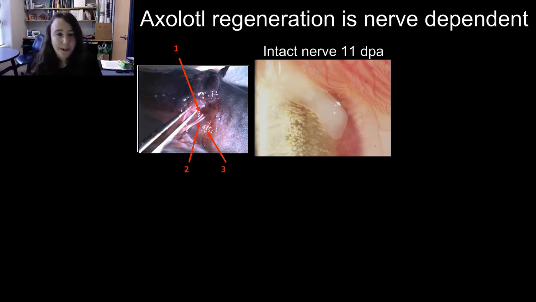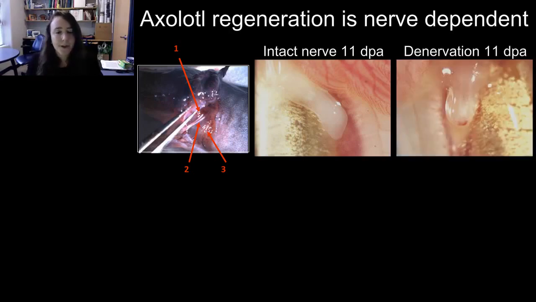But if we denervate a limb at the day of amputation, if we cut those nerves at the brachial plexus, what we see is a limb that has completely failed to proliferate or form a blastema. The wound heals over just fine, but nothing happens after that. And in fact, you'll see some blood at the tip of that limb, indicating that there's something going on under the surface that maybe isn't usual.